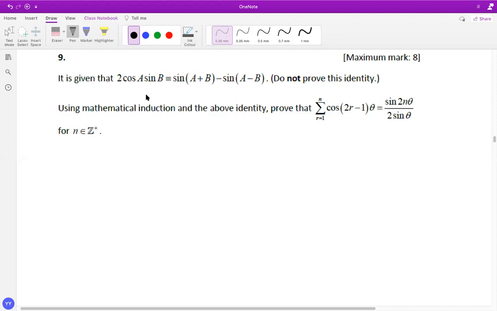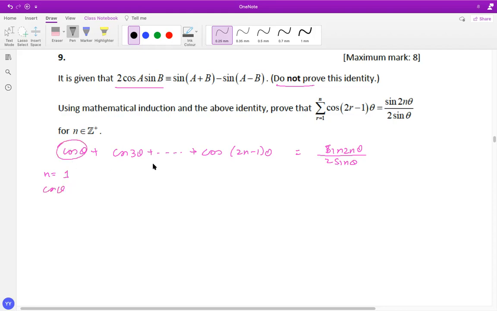As far as question 9 is concerned, cos of (2n minus 1) theta, and this should be equal to sine 2n theta over 2 sine theta. So what I do is I take n as 1. So the left hand side is cos theta, and let's check the right hand side. The right hand side will be sine 2 theta over 2 sine theta, which you apply the double angle, so sine 2 theta can be written as 2 sine theta cos theta over 2 sine theta.